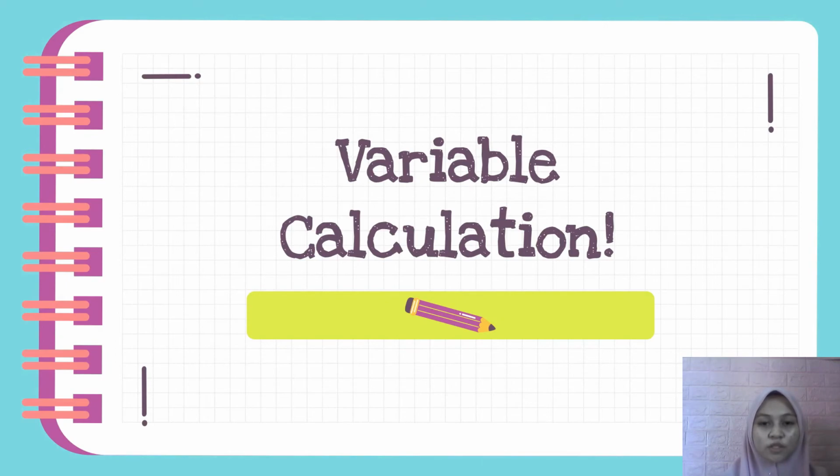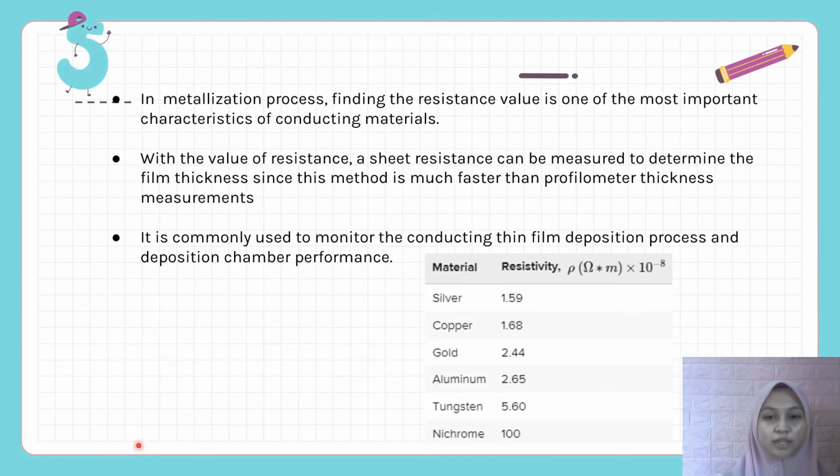Okay, next we continue with the variable calculation. In the metallization process, finding the resistance value is one of the most important characteristics of conducting materials. With the value of resistance, a sheet resistance can be measured to determine the film thickness, since this method is much faster than profilometer thickness measurements. It is commonly used to monitor the conducting thin film deposition process and the deposition chamber performance.